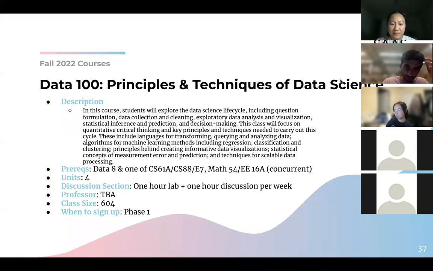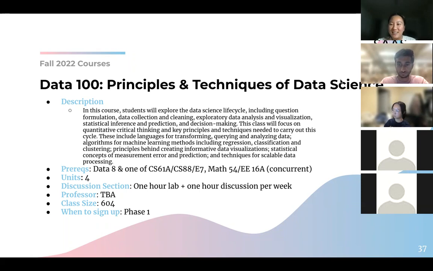And so the prereqs are Data 8, one of 61A, CS 88, or Engineering 7, and then Math 54 or EE 16A concurrently. And it is 4 units. There's a 1-hour lab and a 1-hour discussion per week. The professor is TBA, but I think it's pretty similar in experience, whoever you take it with.